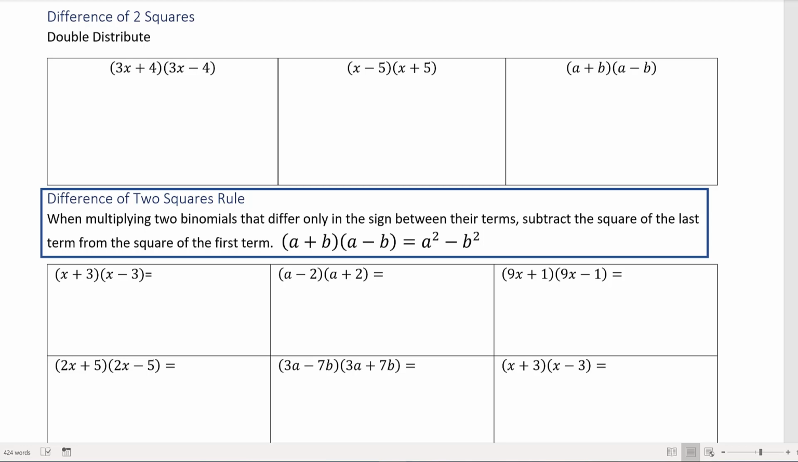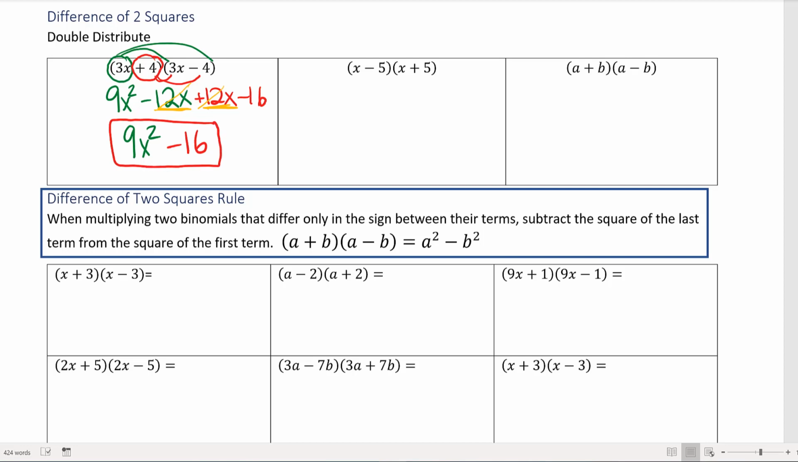So if I take 3x plus 4 times 3x minus 4, if I just distribute like normal, 3x times 3x is 9x squared, 3x times negative 4 is negative 12x. Then I come back and grab the 4, and 4 times 3x is plus 12x, and 4 times negative 4 is negative 16. What happens here is the like terms in the middle, negative 12x plus 12x, add to 0. So I'm just left with 9x squared minus 16.